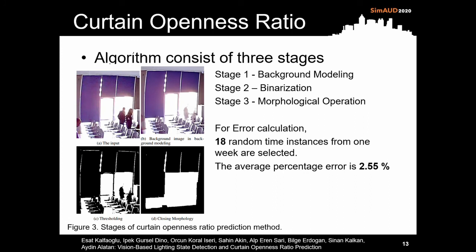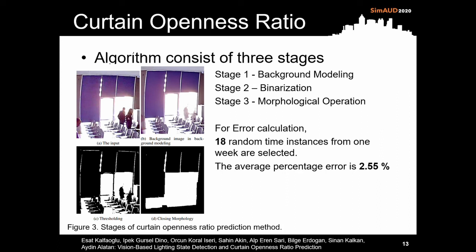For curtain openness ratio prediction task, the proposed algorithm consists of three stages. In the figure 3, these stages are shown. In the A part of the figure, the input image is shown. You can observe the blue curtain and the open part of the window.